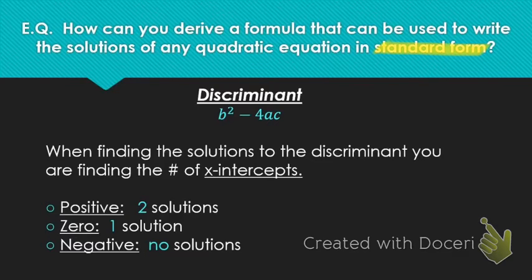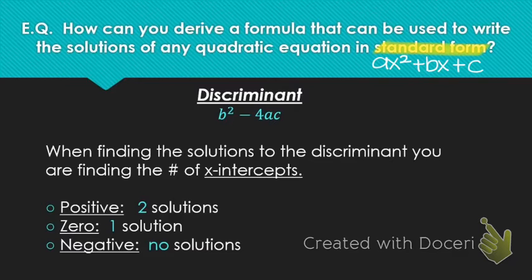So I want everyone, underneath standard form in the essential question, to actually write the standard form: ax squared plus bx plus c. Because without this form in your memory, you will not be able to identify a, b, and c, and you will not be able to work our problems today.